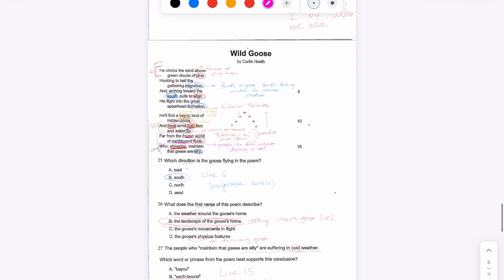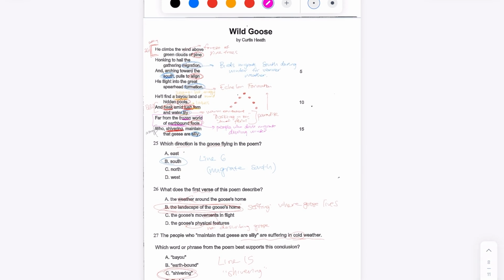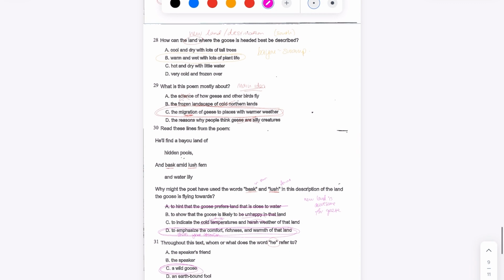All right, and here's a summary for this page. And this page.